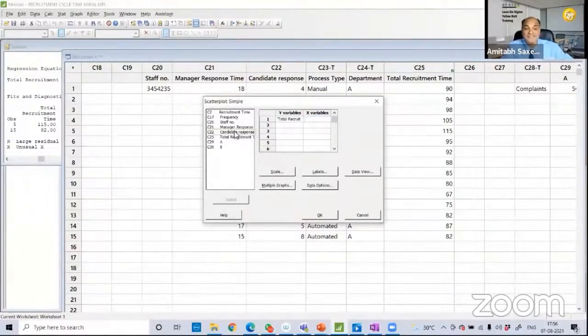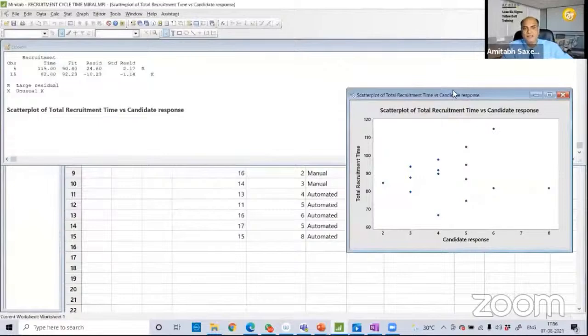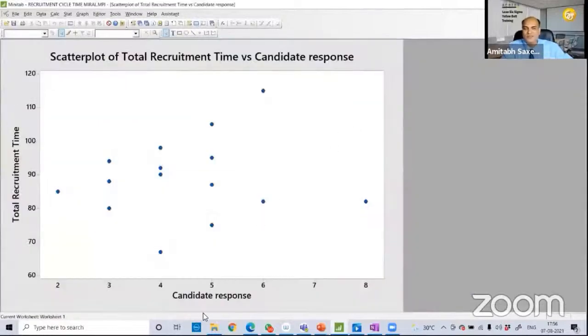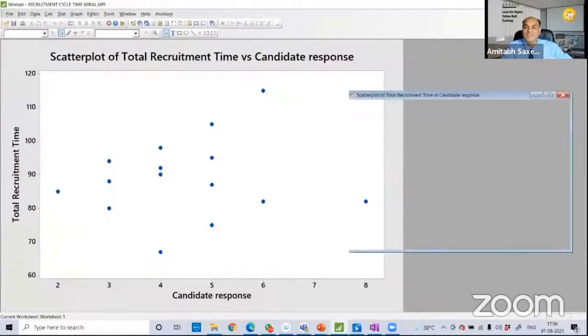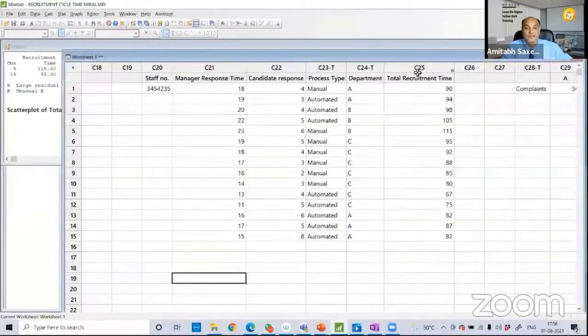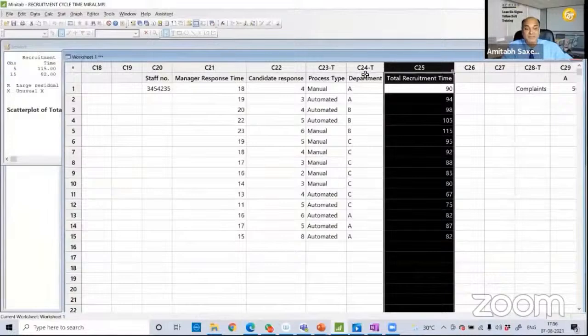Deming used to say, in God we trust, all others bring data. Candidate response time, let us see. Well, there is no relation. Don't worry about candidate response time. Don't work on it. Don't try to improve that. You'll waste your time.